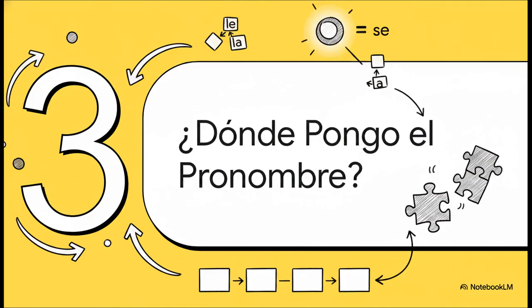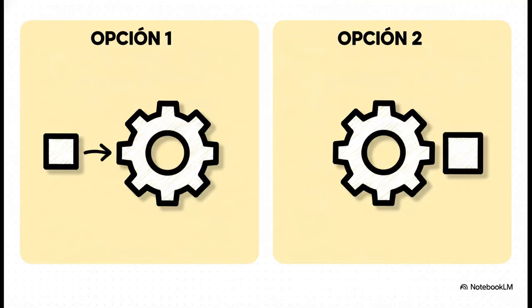But where do you actually put these things in a sentence? This placement question is the final piece of our puzzle. Well, the good news is you usually have two correct choices. Option 1, and the most common one, is to put the pronoun right before the main conjugated verb. For example, lo quiero comprar.